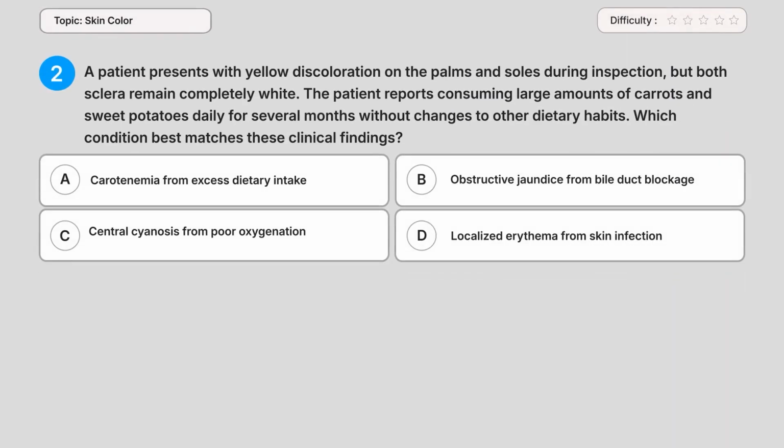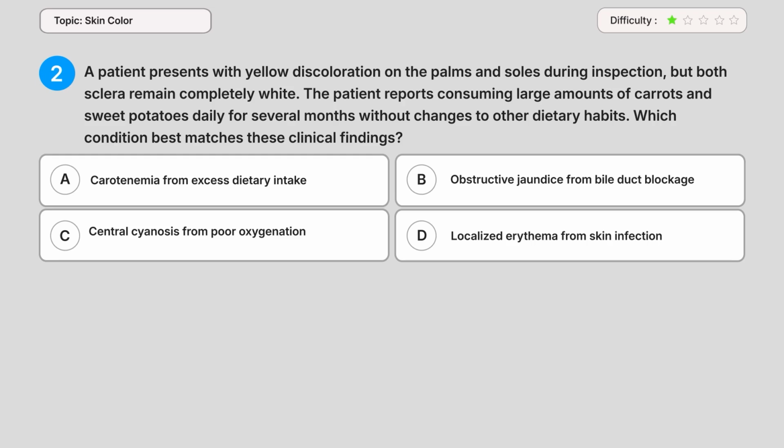2. A patient presents with yellow discoloration on the palms and soles during inspection, but both sclera remain completely white. The patient reports consuming large amounts of carrots and sweet potatoes daily for several months, without changes to other dietary habits. Which condition best matches these clinical findings?